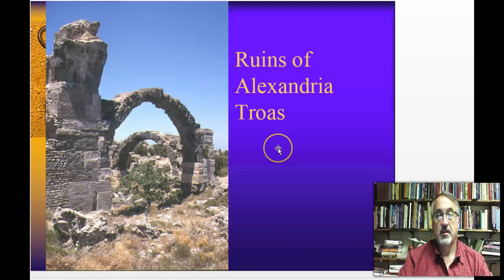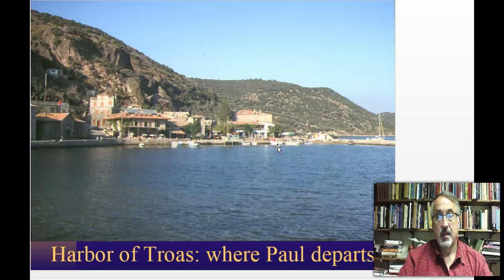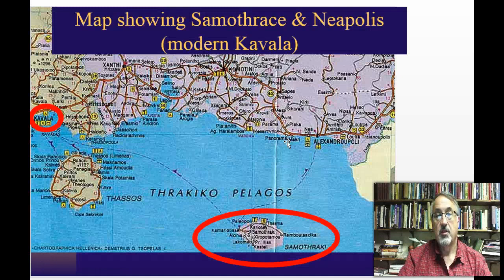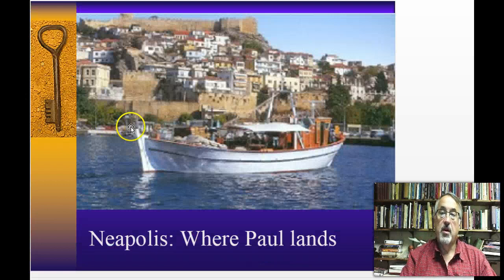The ruins of Alexandria Troas. Here's the harbor of Troas, where Paul departs Troas, and he will sail across, probably setting in here at Samothrace, and then he moves on to Neapolis, which is called Kavala today. This will now put him in Macedonia or Europe. So Paul's journeys go here. Here's Neapolis, where Paul lands. Still a thriving fishing harbor and town.